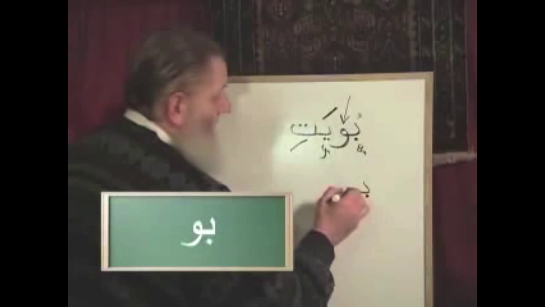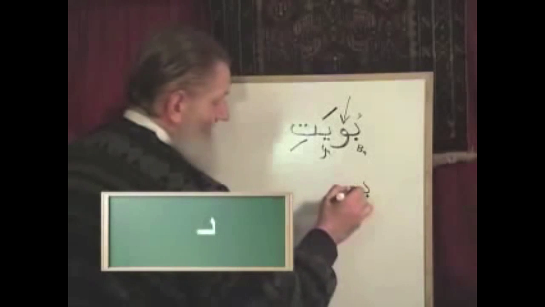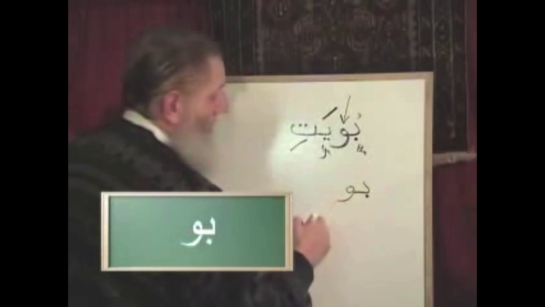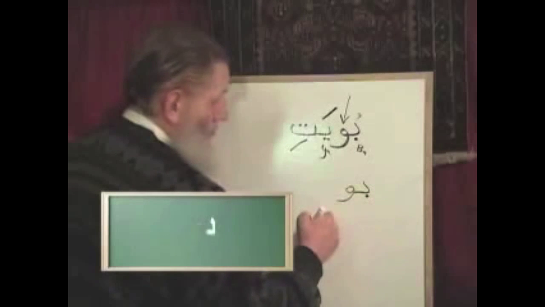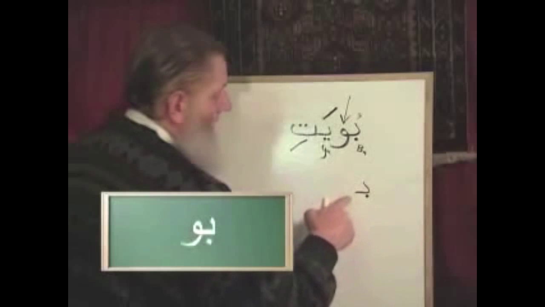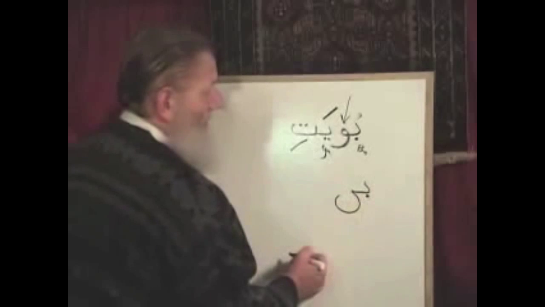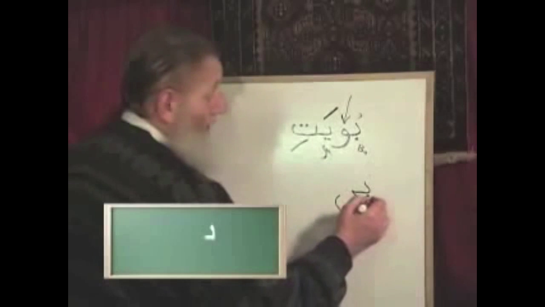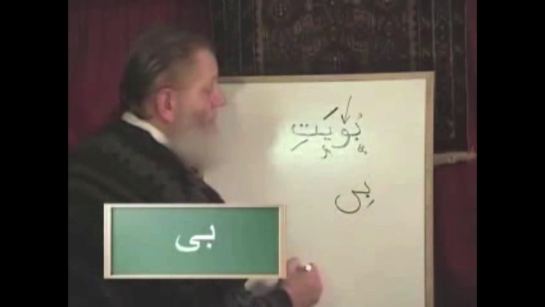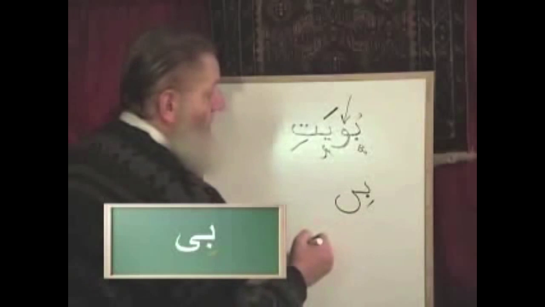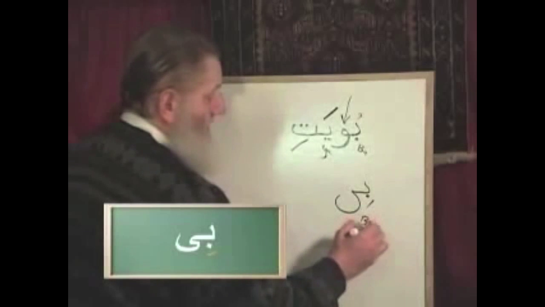Well, we found out if we did the circle like this and brought a tail down that it was a Wow, and it said boo. But what would happen if instead we had a Ya and it came down like that? Well, that's when we'd have a kesra, and it would be a B, pronounced B, B-E, B.